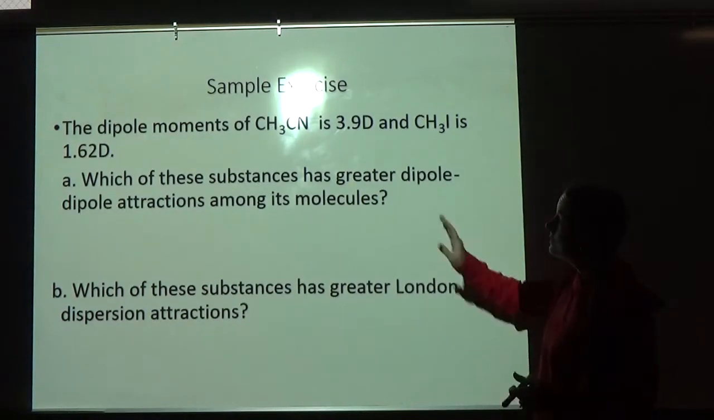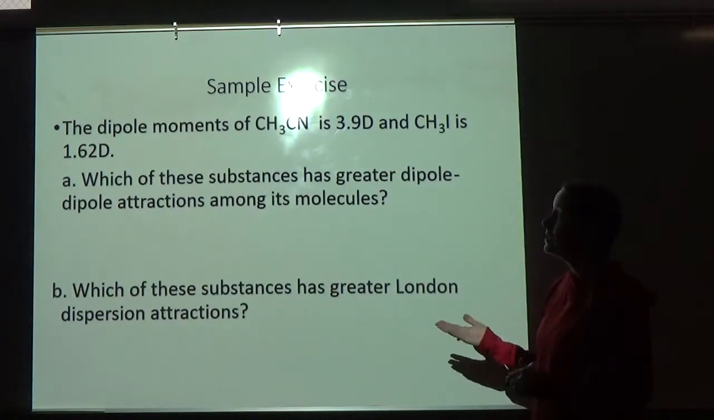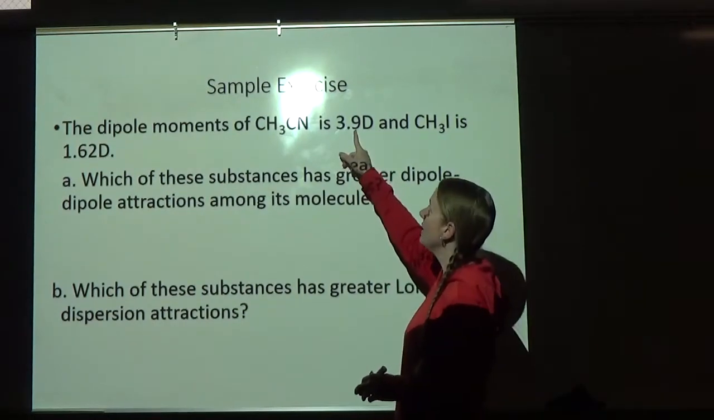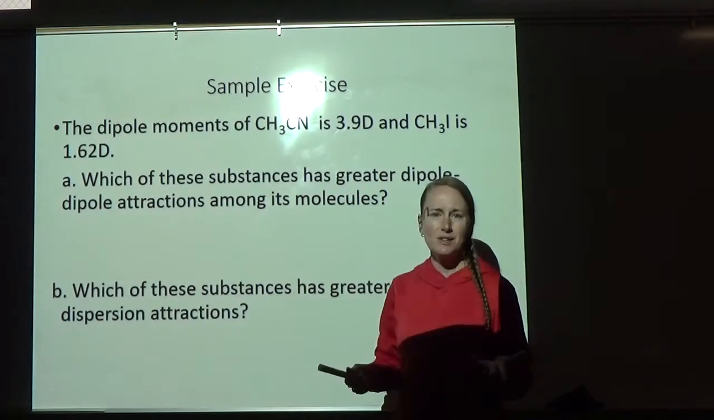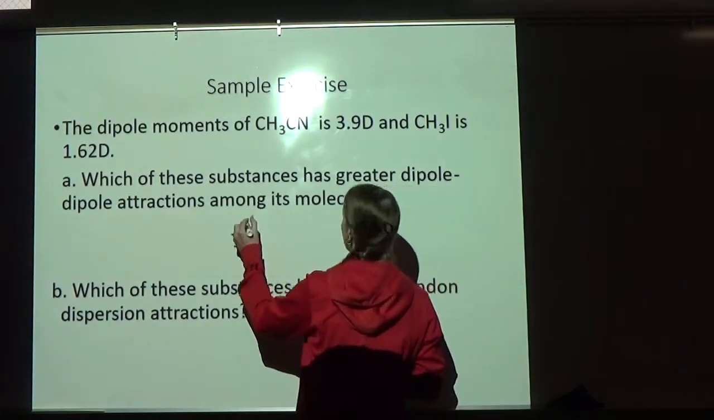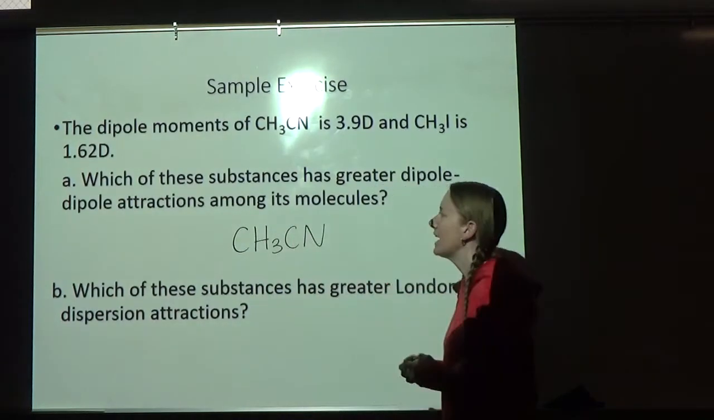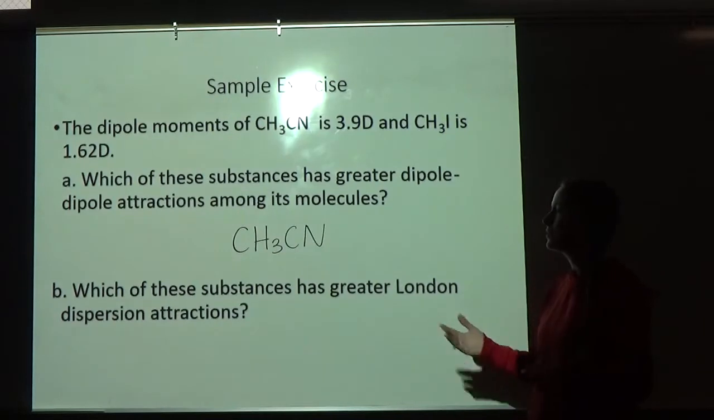So, which of these substances has the greater dipole-dipole attractions? Normally I would focus on polarity, but I don't even have to. They gave me the dipole values, 3.9 debye and 1.62 debye, so I don't even have to look at polarity. I can easily tell it's CH3CN based on the actual dipole moment. Dipole moment obviously tells us the dipole-dipole attractions.